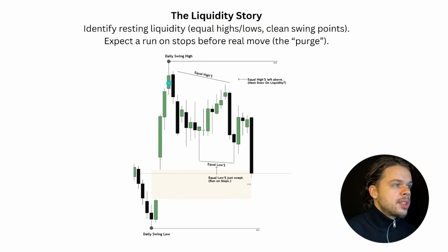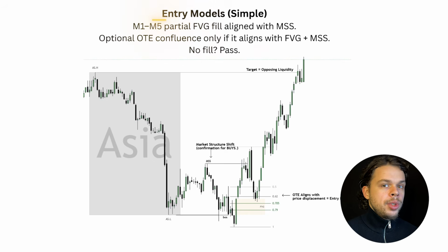So as you can see on this example, we have some equal lows which have just been ran, mitigated into a fair value gap, and we have some equal highs left above. So we could ask ourselves, are these equal highs now our next draw on liquidity because we've took the equal lows? Number 3 is entry model.